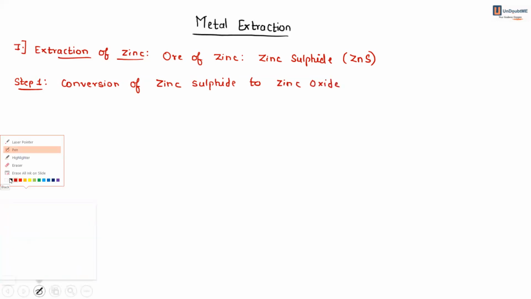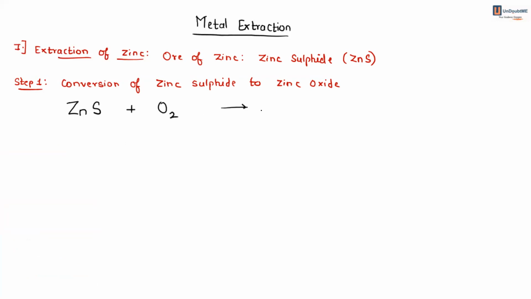So how is it done? You take ZnS, which is zinc sulfide, at the start. You add oxygen to it. You get zinc oxide plus SO2 gas. And the balancing will be 2, 3, 2, 2. This balancing you can just remember: 2, 3, 2, 2.